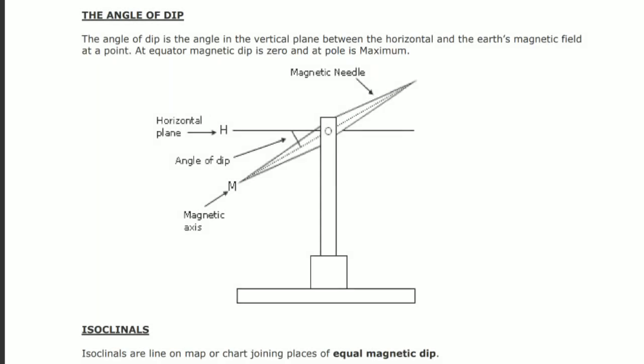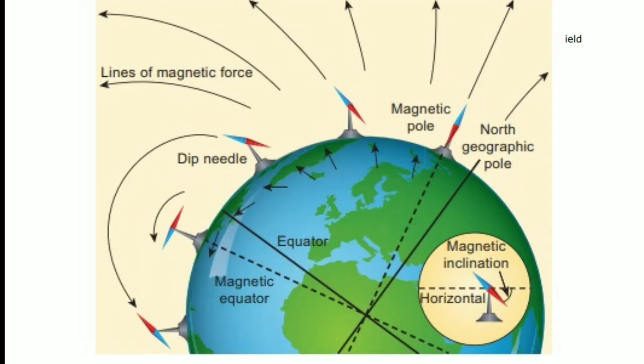First topic is angle of dip. The angle of dip is the angle in the vertical plane between the horizontal and the earth's magnetic field at a point. So at the equator dip is 0 and at the pole it is maximum. This is a question in DGCA.